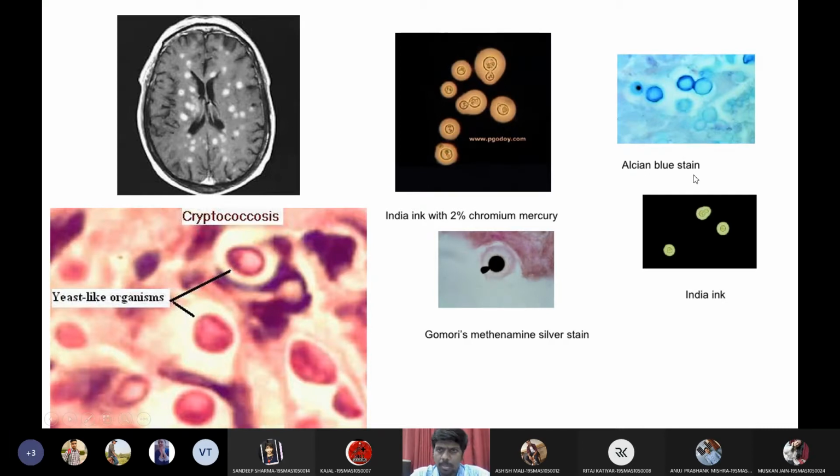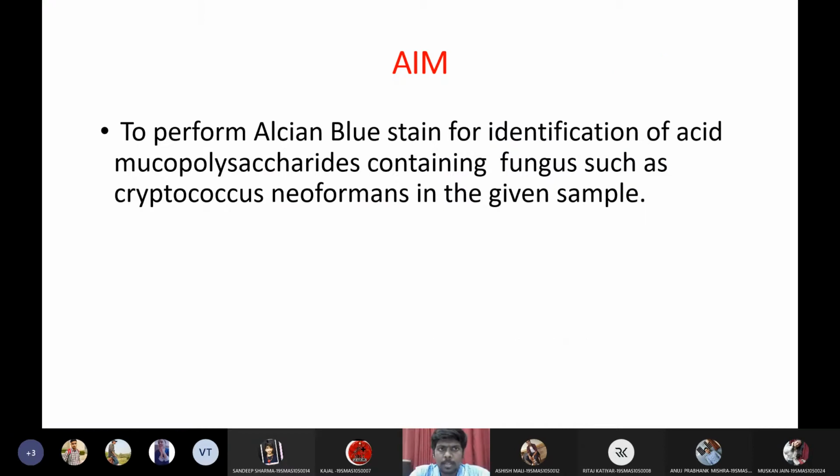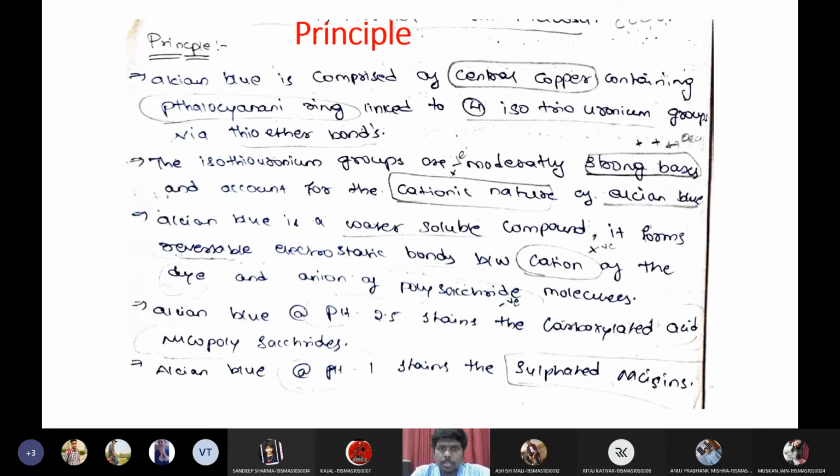Okay, so Alcian blue stain is a specialized stain that has affinity towards staining the mucopolysaccharide part of the capsule of the Cryptococcus neoformans. So today's aim is to perform Alcian blue stain for identification of acid mucopolysaccharide containing fungus such as Cryptococcus neoformans in the given sample. So today we are going to visualize Cryptococcus neoformans that contains acid mucopolysaccharides by using Alcian blue stain. That is the aim. So the principle is very important.